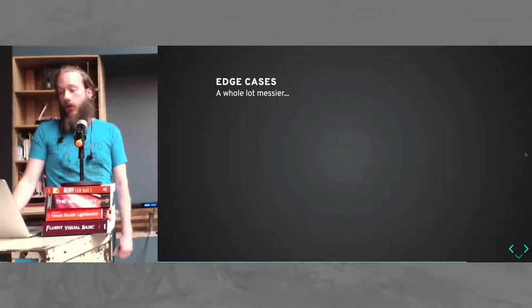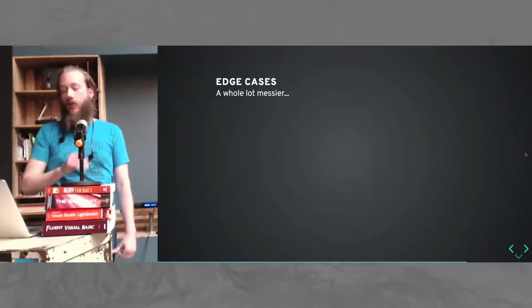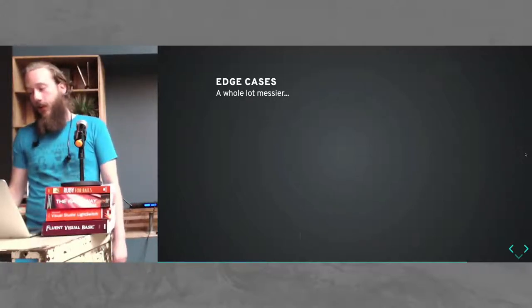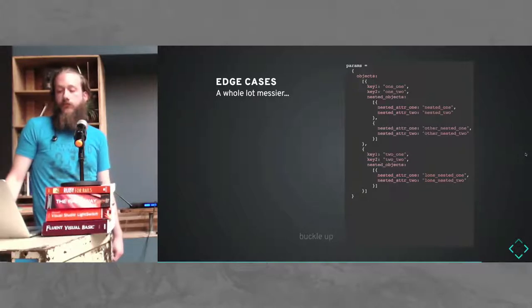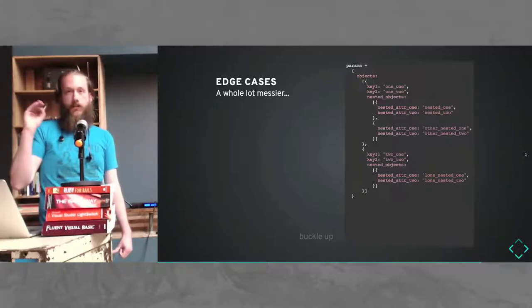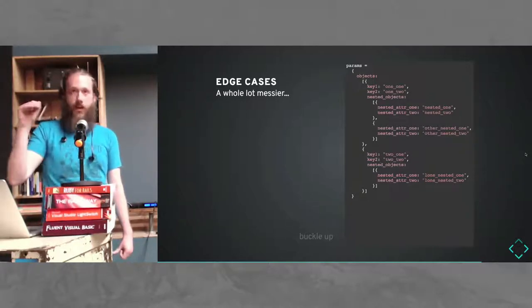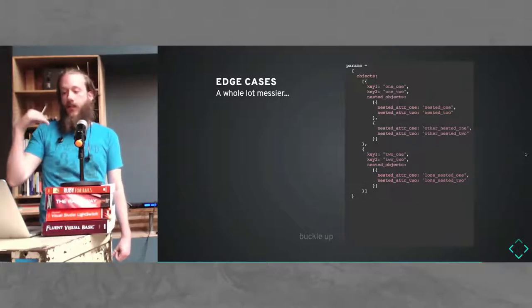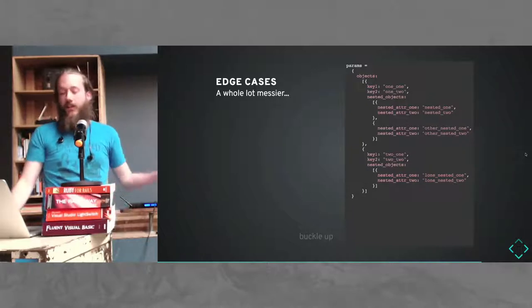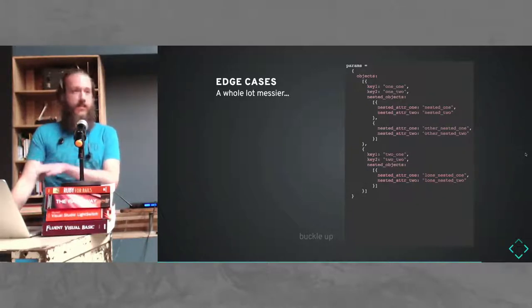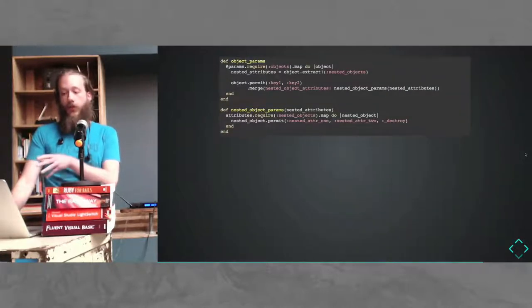So there are edge cases where it gets a whole lot messier than this. So if our top level object hash parameter is an array itself, and then within that has nested objects that are also arrays. You see where this is going. It's the same thing again. This looks like a hot mess, but it's still the same thing that we went through.